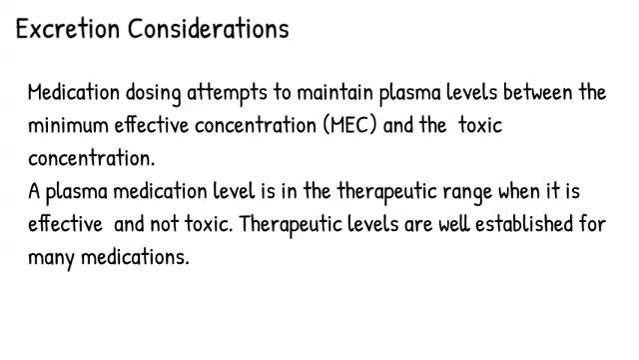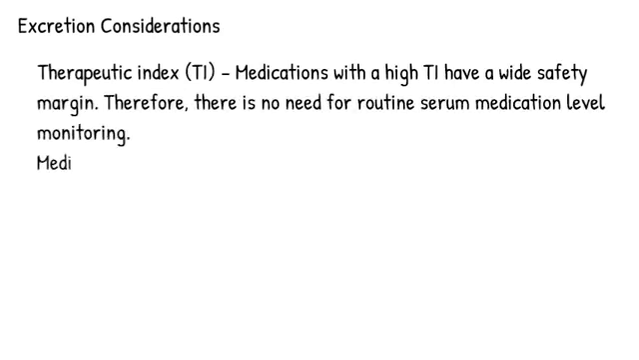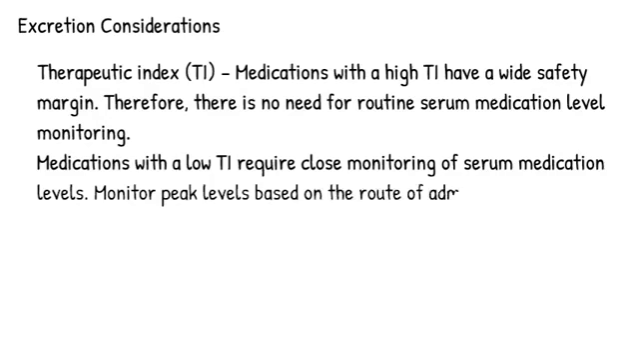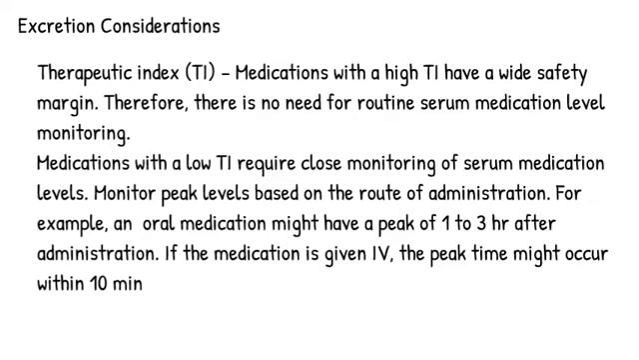Medication dosing attempts need to maintain a plasma level between minimum effectiveness and toxic concentrations. So we want to make sure that we have a therapeutic level. We don't want it to be toxic because that can damage the kidneys. To avoid toxic effects from medications, especially whenever we're looking at kidney and renal function, we want to maintain a therapeutic index. Medications need to be within a safety margin and have routine medication levels drawn so that we can see if the patient is toxic or if the therapeutic level is within range or the desired dose.